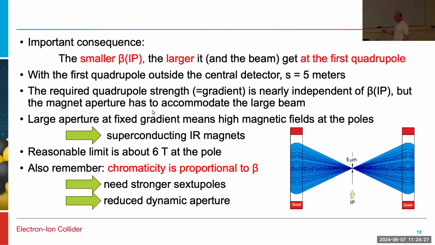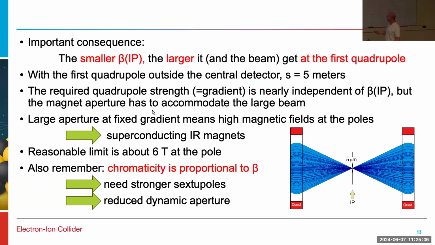That means you need large apertures for the quadrupoles, and the required gradient of an IR quadrupole is largely independent of the beta that you achieve at the IP. So it doesn't get reduced. The gradient does not get reduced if you relax your beta and make your beam larger at the IP. All that happens is that the beam gets smaller here, and you can make your magnet smaller until it works, right?